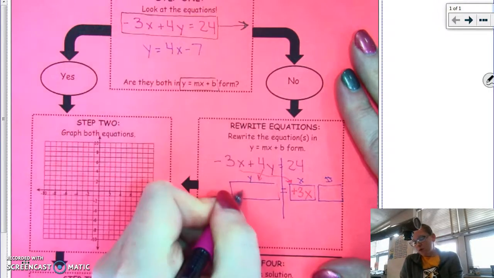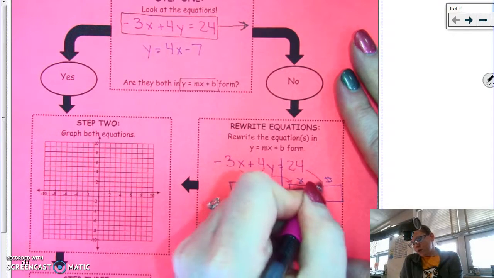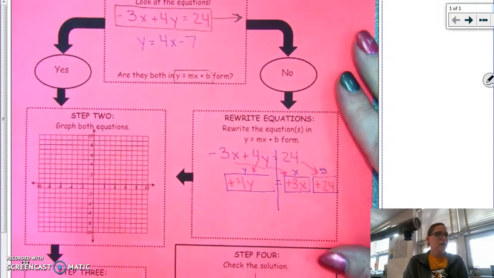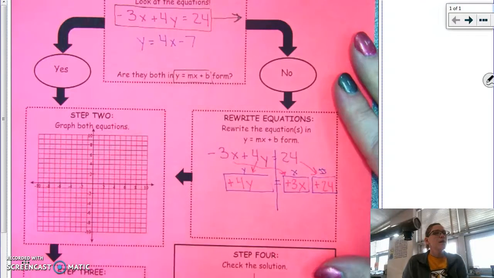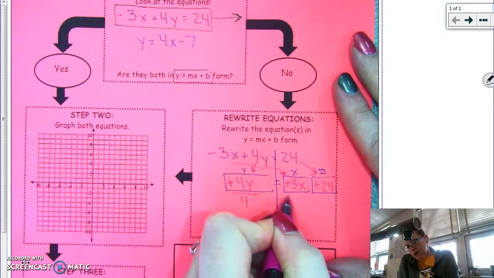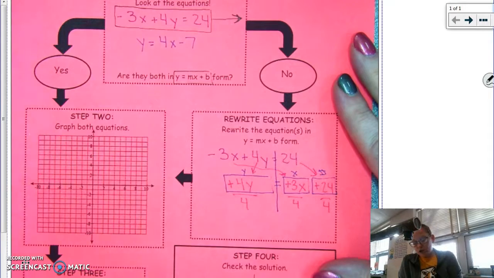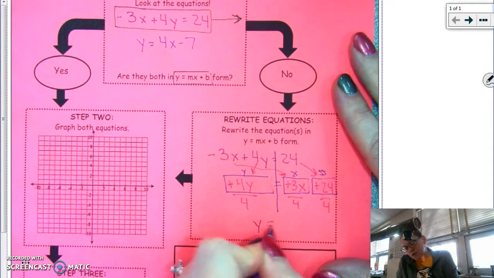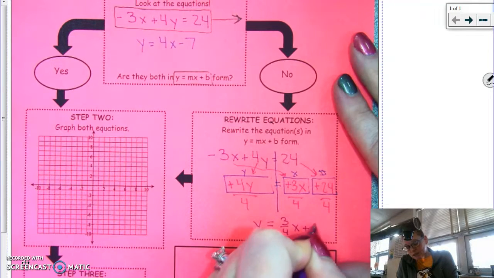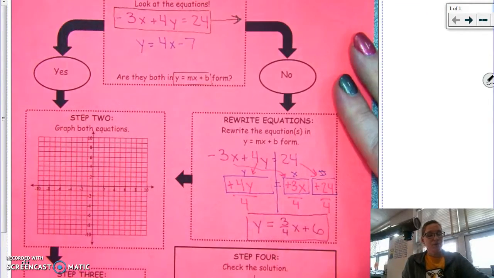4y is just going to go down into the 4y box. And 24 is just going to go with the number. I always make sure the sign goes with it, so I know exactly if I'm dealing with positive or negative numbers. Now the y is still not by itself, so I'm going to divide everything by 4. So now I'm left with the equation y equals 3/4 x plus 6. There's my equation written in slope-intercept form.